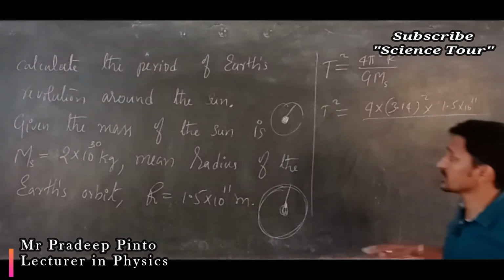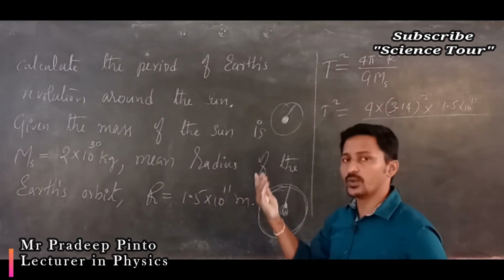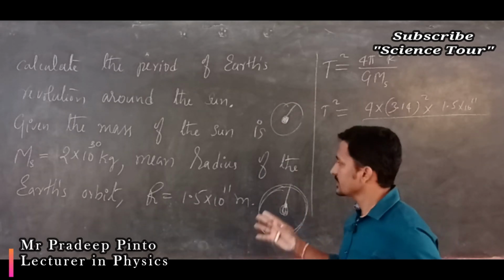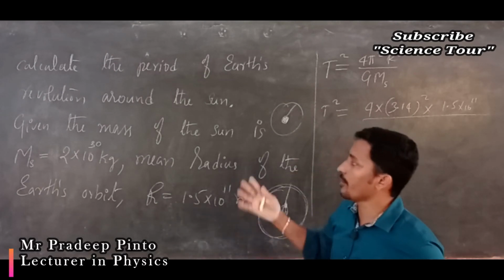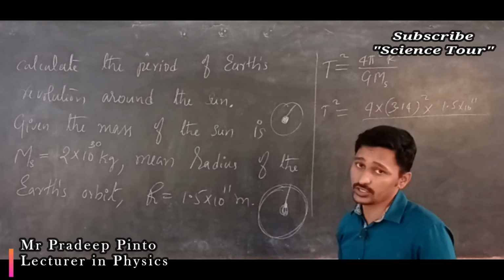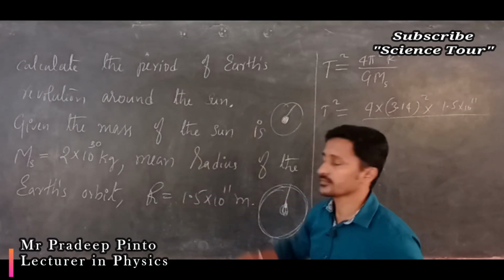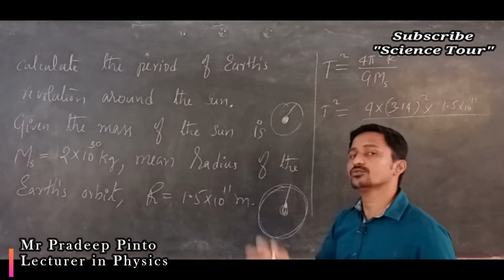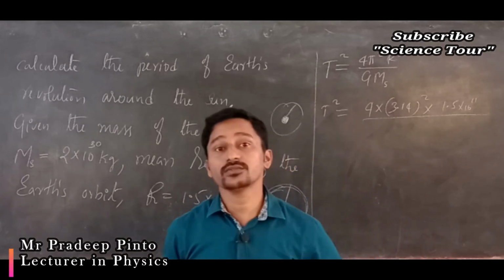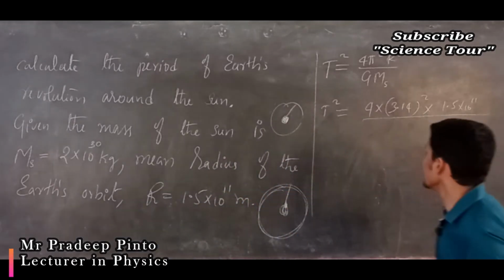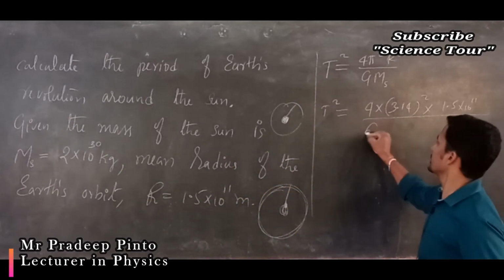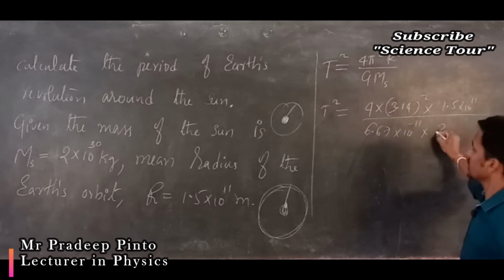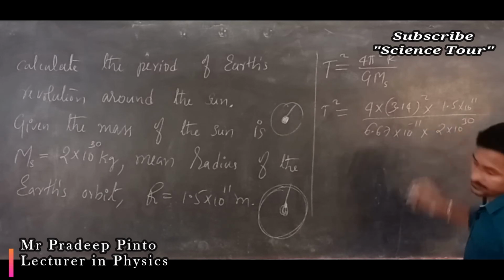It is not that they will give the data and we will solve it with a calculator as in the board exam. Some data at least you have to remember. Mass of the sun is of the order of 10 to the power 30 kg. You studied this in our first chapter. This will help you solve the problems. Now G is 6.67 into 10 to the power minus 11, and the mass of the sun is 2 into 10 to the power 30 kg.